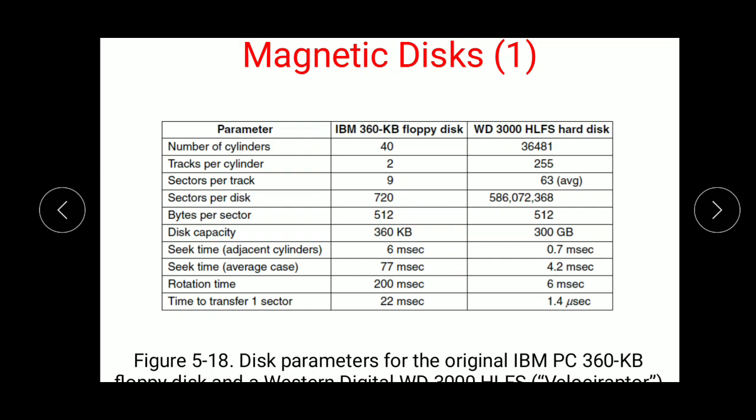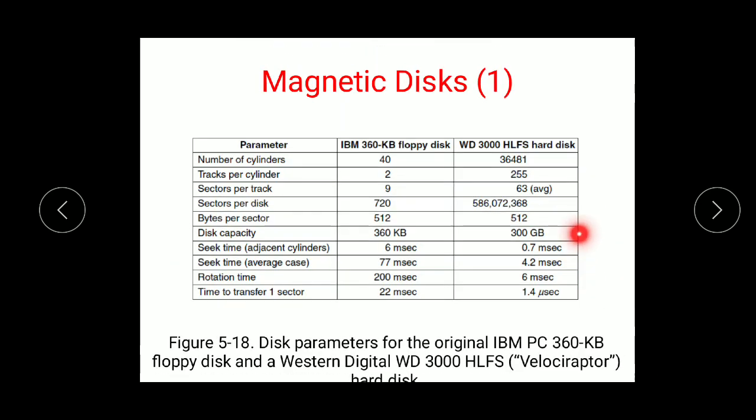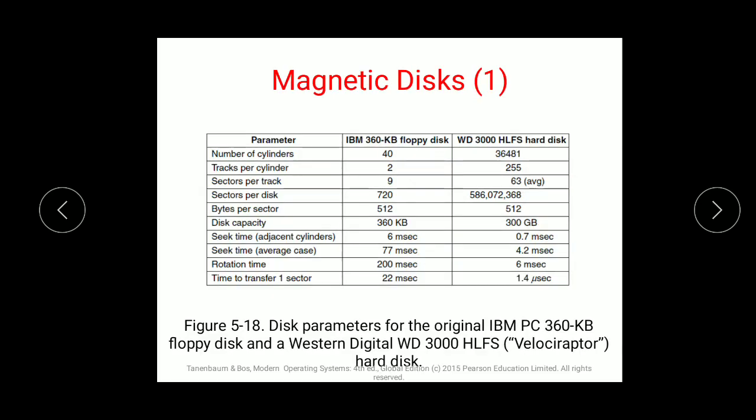Then 6 meters per second, then 0.7 meters per second, 77 meters per second. Then 4.2 meters per second rotation time. So everything for the disk parameters is being shown: the original IBM PC 360 KB floppy disk and a Western Digital 3000 HLF Velociraptor hard disk.